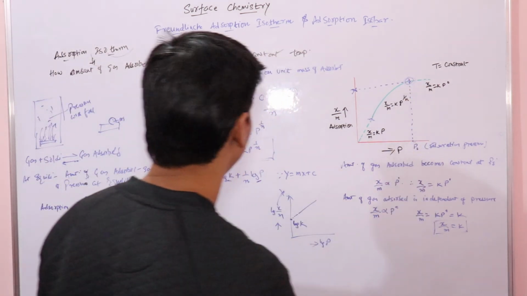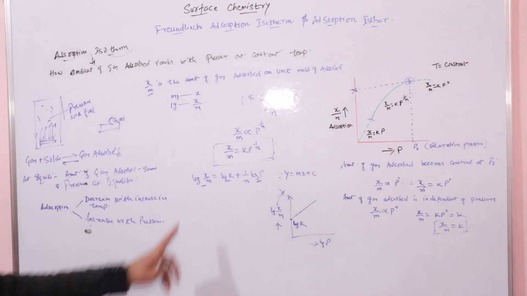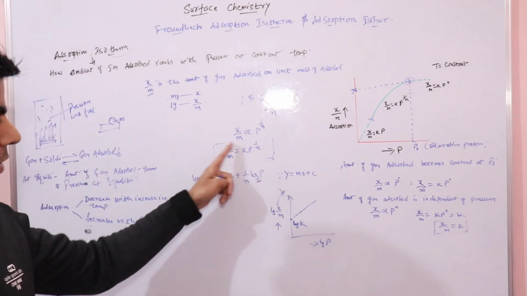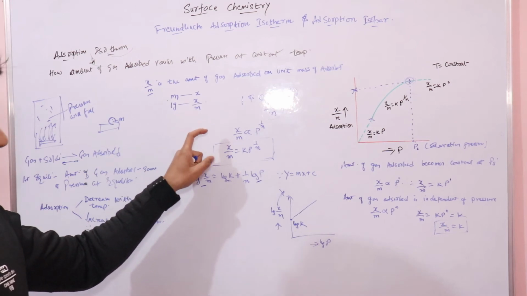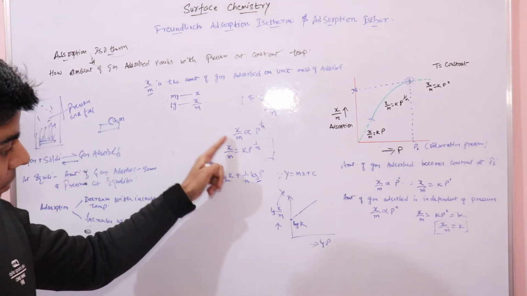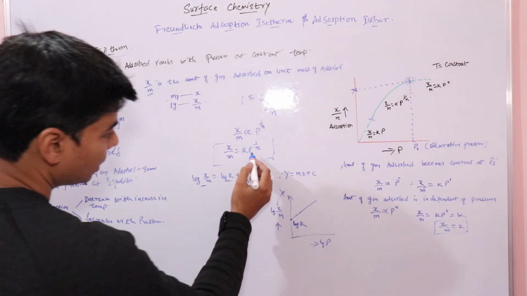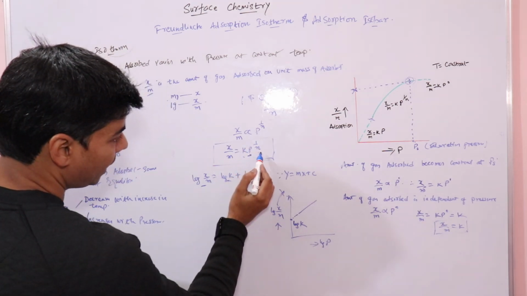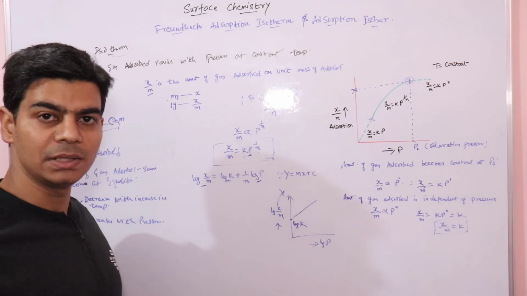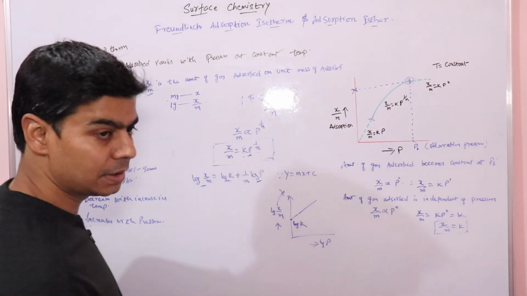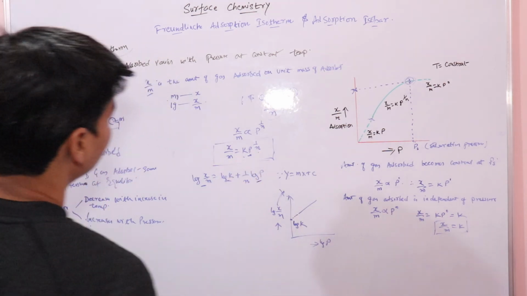This is one of the shortcomings of the Freundlich adsorption isotherm, that it could not explain this behavior at high pressure. Then you have this relationship that is derived to show the relation between the amount of gas adsorbed and pressure P. K and n are constants that depend on the nature of the adsorbent and the adsorbate.